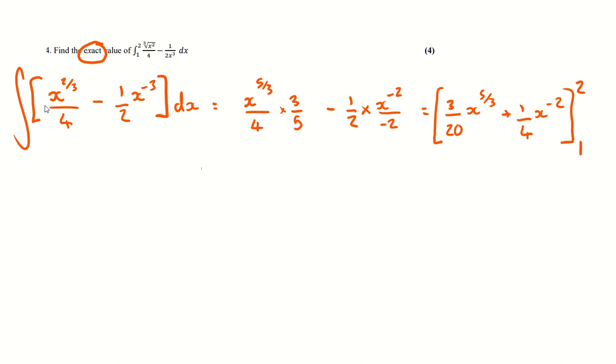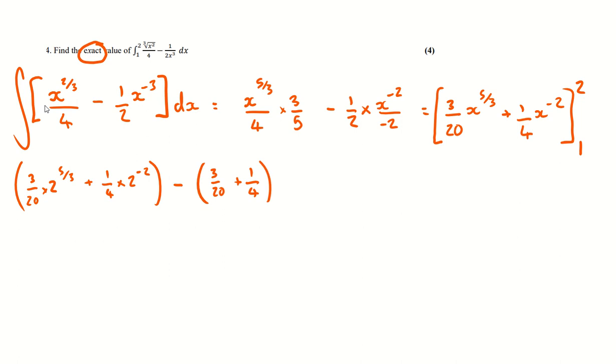So I'm going to substitute in the 2 first. In goes the 2, so we should have 3/20 of 2 to the power of 5/3 plus 1/4 of 2 to the power of -2. Once we've got that, we're then going to subtract 3/20 of x to the power of 5/3. If x is 1, that's just 1, so we get 3/20 plus 1/4 for very much the same reason. So we have that there.